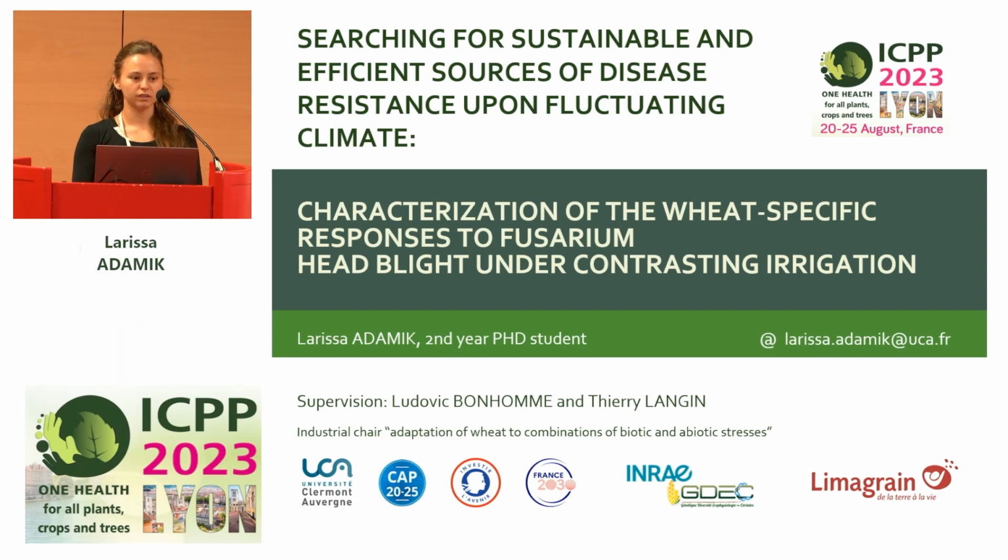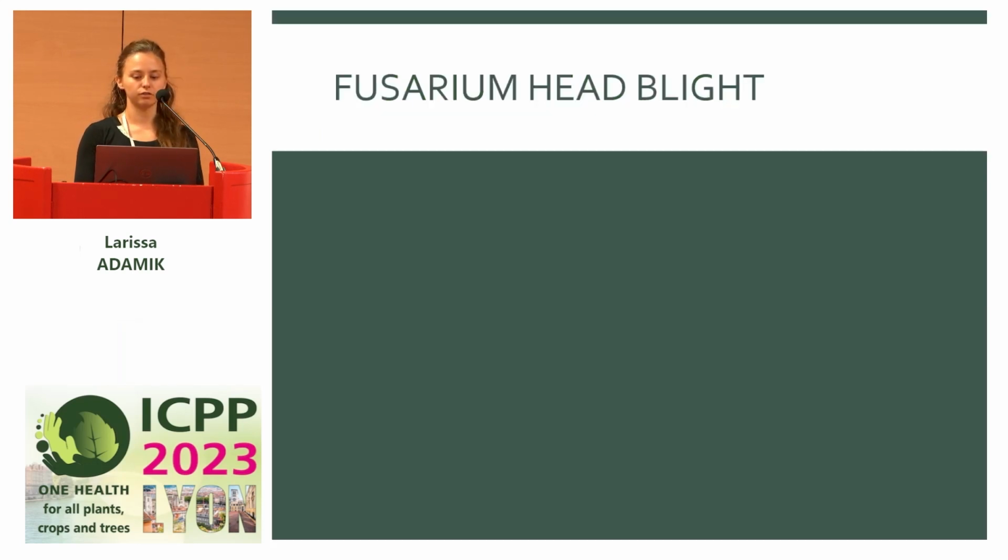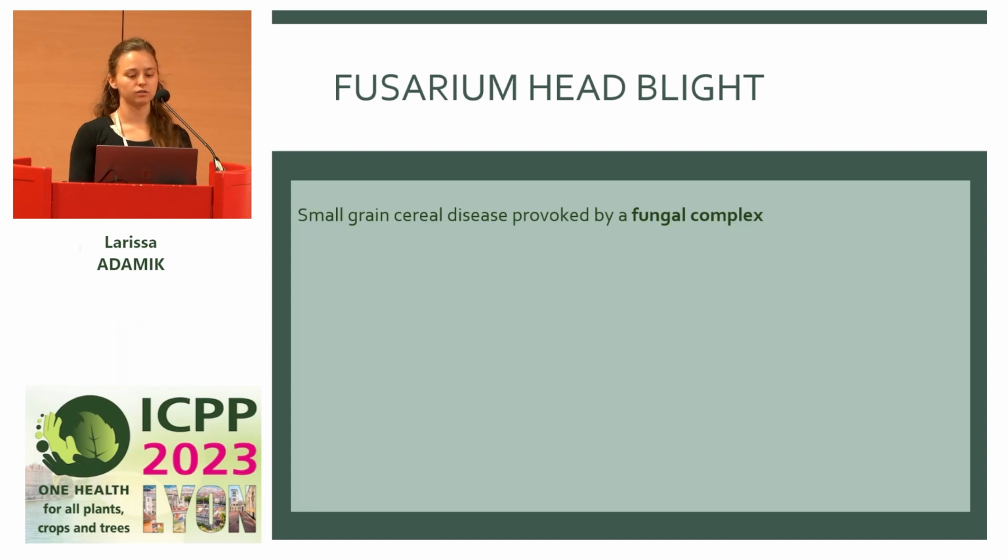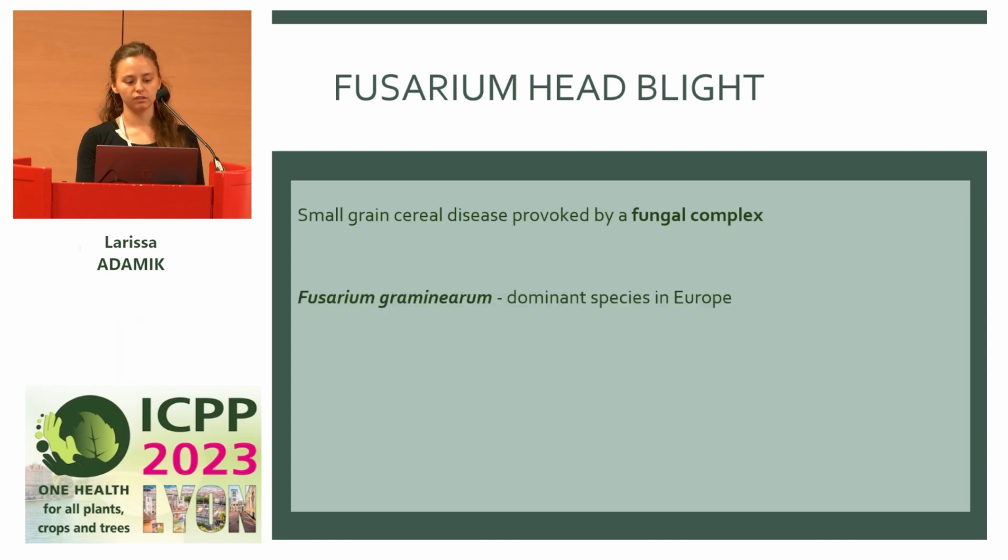So just a small reminder for those who are already familiar with Fusarium head blight. This is a disease that affects small grain cereals and is provoked by a fungal complex. And in this fungal complex, we can find one species, Fusarium graminearum, which dominates this complex, at least in Europe and some other regions of the world, and which we use in the lab to infect our plants and to mimic Fusarium head blight.